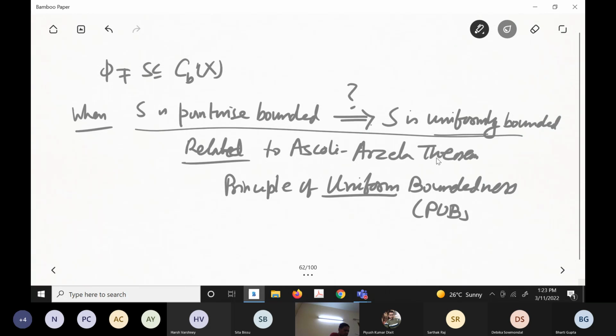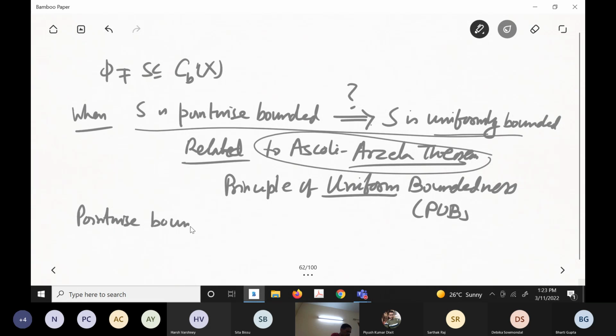Actually, I will give you the proof of the Ascoli-Arzela theorem, the version from my book, and then I will also talk about it. I may not give each and every detail of the proof that Aliprantis and Border have given for this. So tomorrow I'll talk about the Ascoli-Arzela theorem. But before that, make sure that you understand pointwise bounded and uniformly bounded. These two concepts.